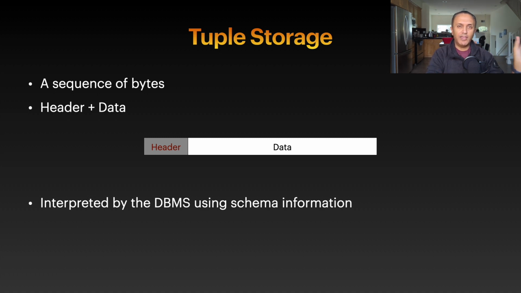Each tuple contains a header plus the data. We've seen every unit has some kind of header or metadata, right? So this header has some metadata about the contents of the tuple. And the contents are interpreted by the database management system. It's not something that the operating system understands, for example. This is something that the DBMS will interpret based on the schema information that it has. Schema information will tell it what the attribute names are, what their types are, and all that stuff.